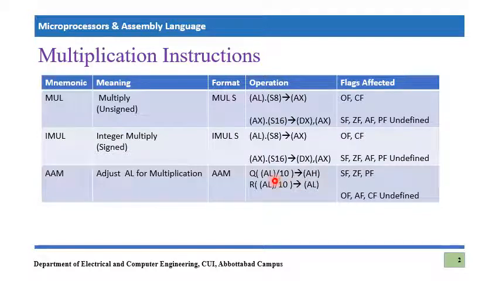But one can see that AL will be divided by 10, and once we know that whenever a number is divided by any number, there are always two results. One is the quotient and the other is the remainder. The quotient will go to the AH and the remainder will go to the AL. That will become clear once we deal with this example. So let's proceed to the example.